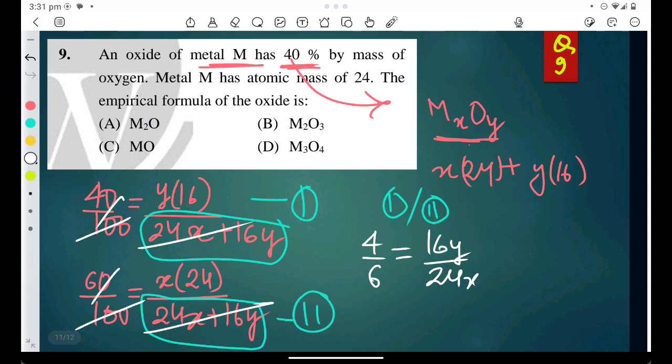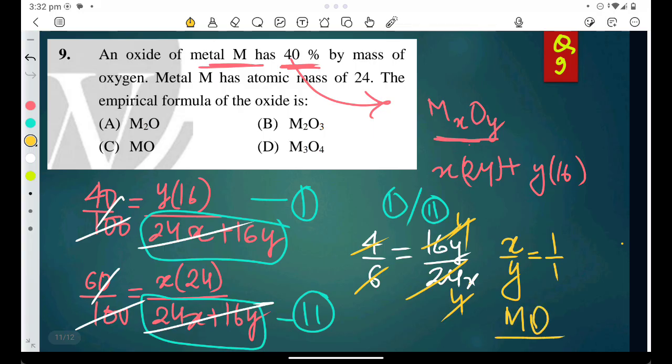Now if I cancel this, 4 times 4 is 16, 6 times 4 is 24, and if I cancel 4 by 4, I have x by y as 1 by 1. And if x by y is 1 by 1, then the empirical formula is definitely going to be MO, because x is going to be 1 and O is going to be 1. MO is the correct answer. C is the correct answer.